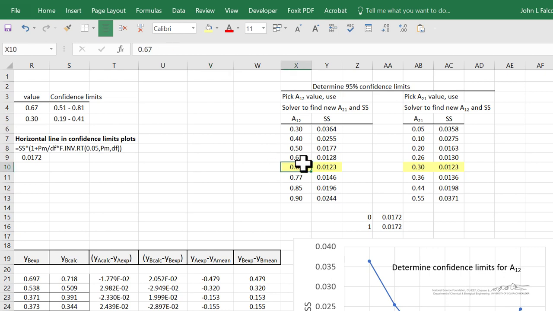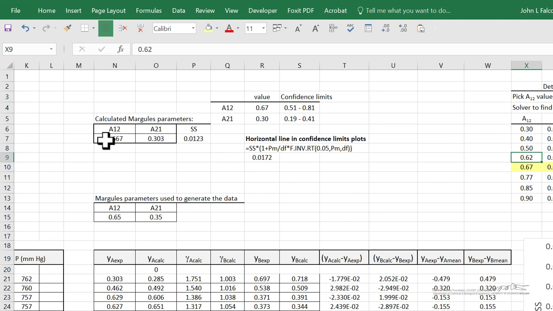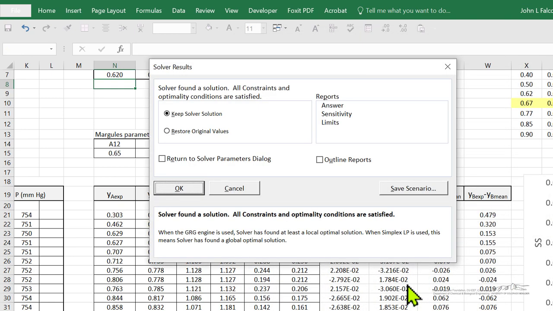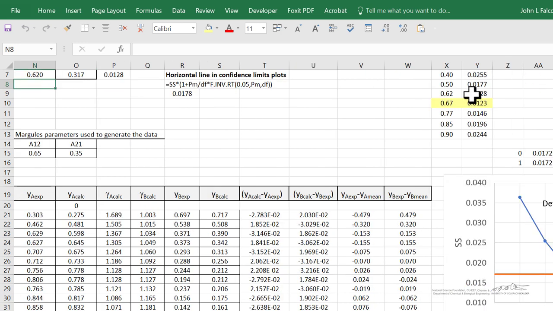The way we do that, these are our minimized values. What we do is set a value different. So, for example, we go over to here and type into this cell 0.62. And then we use Solver, varying the value of just A21. So we're going to minimize the sum of the squares, but just using A21, we fixed A12. With Solver, we get this value 0.0128. That's the value shown here. Repeat that for other values.